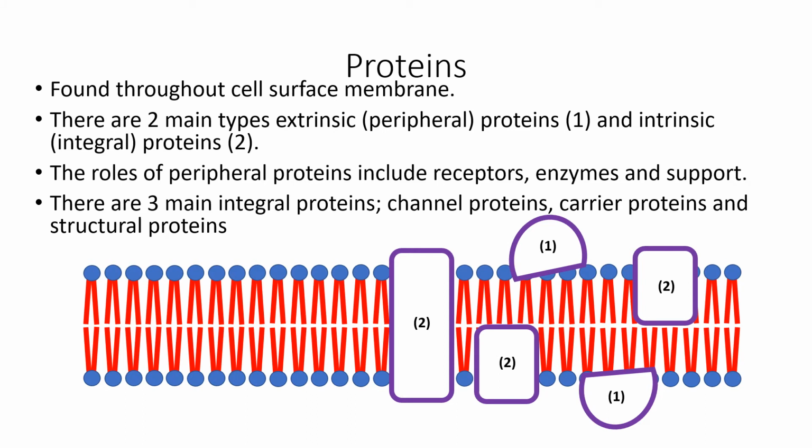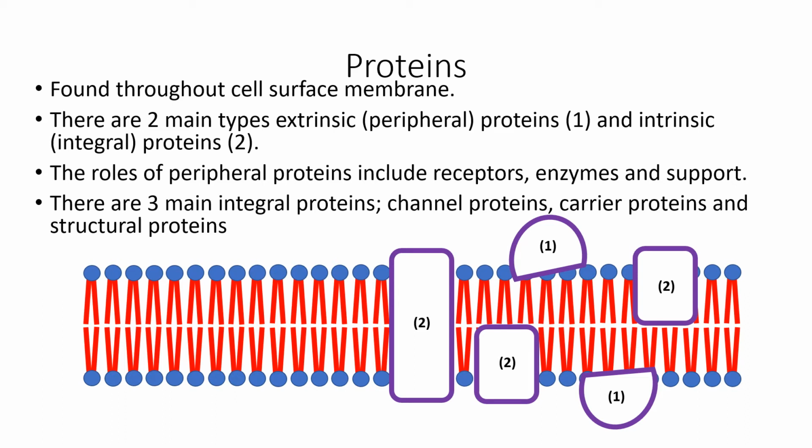Now, the phospholipid bilayer, phospholipid of course being the molecule it's made from, and bilayer because it is 2 layers. The phospholipid bilayer that makes up the cell surface membrane has a number of other things within it. And the majority of those other things that we're going to look at are types of proteins. And the proteins can fall into 2 main categories.